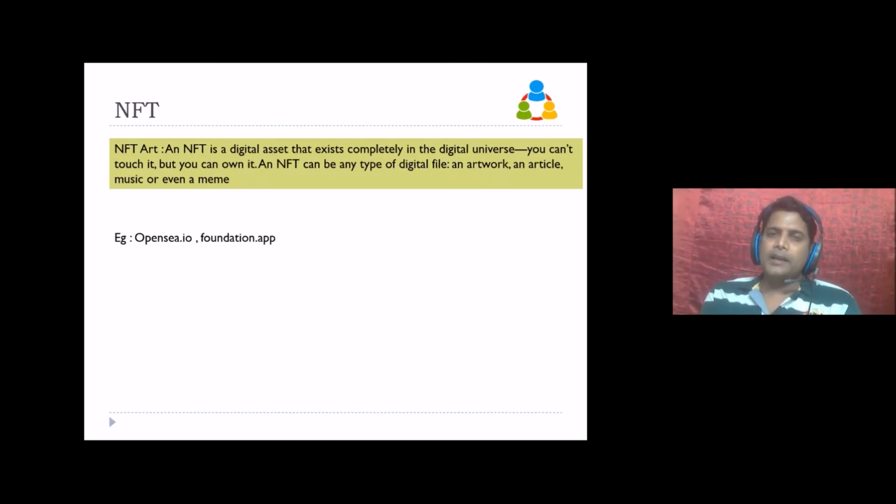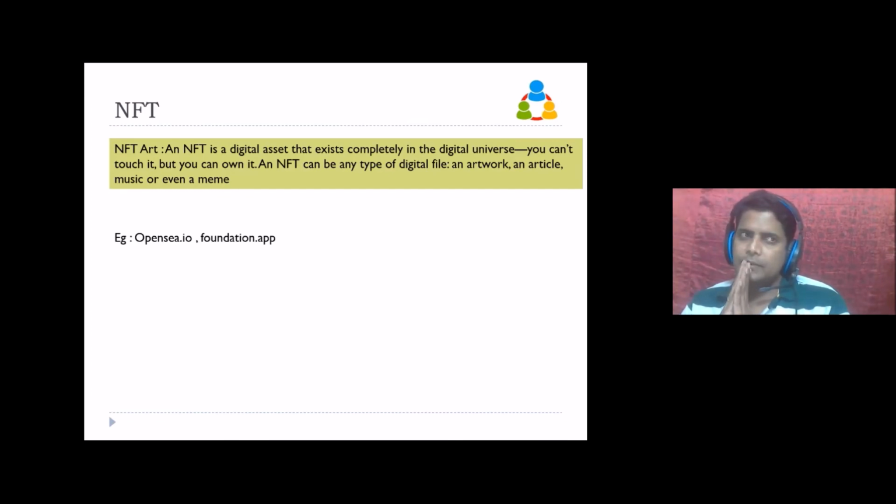Okay, and another thing I wanted to talk about is what you call NFT art. NFT is a digital asset. I told you earlier that NFT means non-fungible token. Okay, a non-fungible token is unique. It has a unique value, and the attributes are unique.